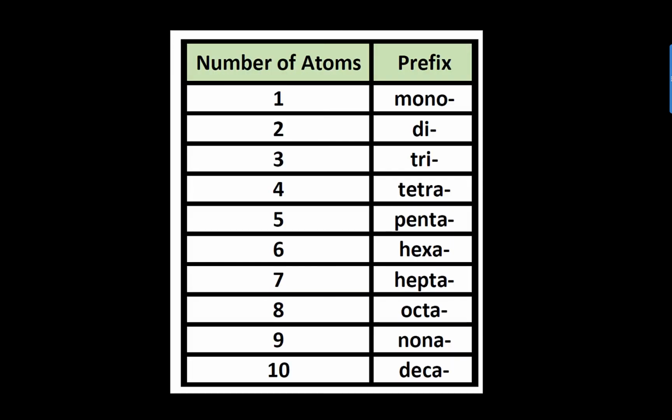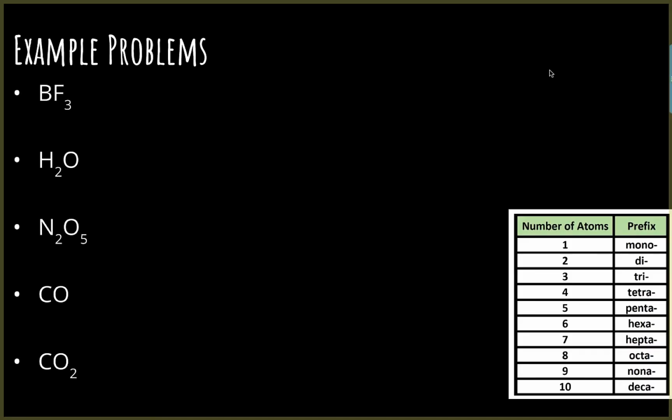These are the prefixes we're talking about. These might look similar to things that maybe you've used in math before. 1 is mono, 2 is di, 3 is tri, tetra, penta, hexa, hepta, octa, nona, and deca. You'll want to make sure that you have those memorized before we get to a quiz or a test. Okay, so let's try some examples.